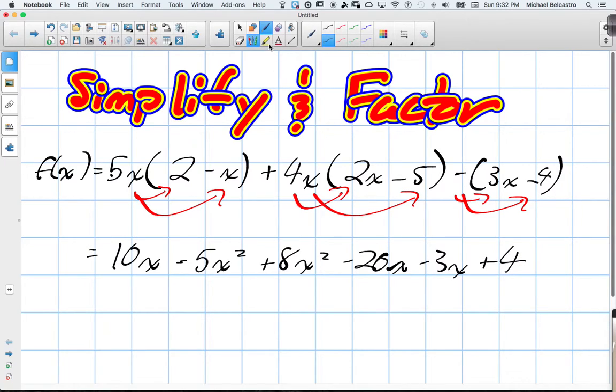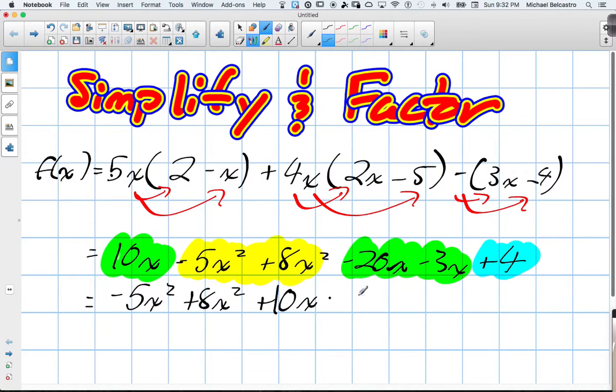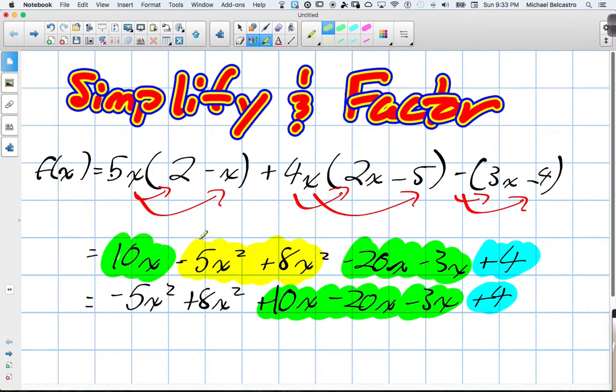We're going to collect some like terms here. I'll also order them from the variable with the greatest exponent value first. So these two are like terms. These three x values are like terms, and then that constant is all by itself, that number 4. So we'll do yellows together, then greens, then blues. We'll leave it in the order it is: -5x squared plus 8x squared plus 10x minus 20x minus 3x plus 4. Highlighting our values again, the 4 is still by itself. The 3 greens are all now beside each other, and the 2 yellows are beside each other.